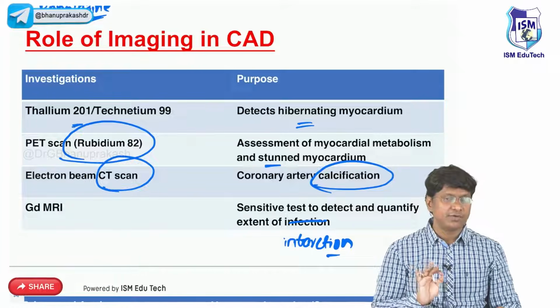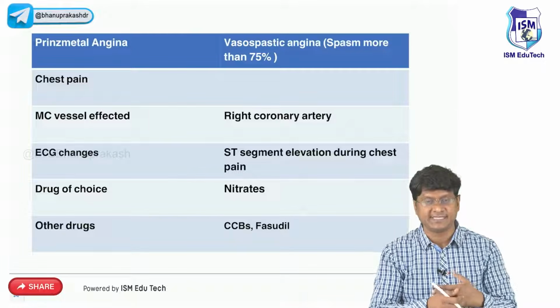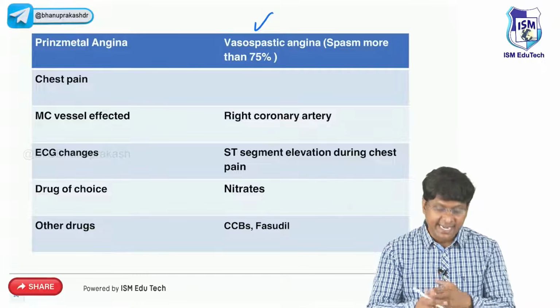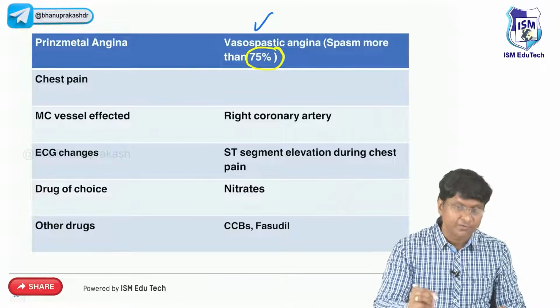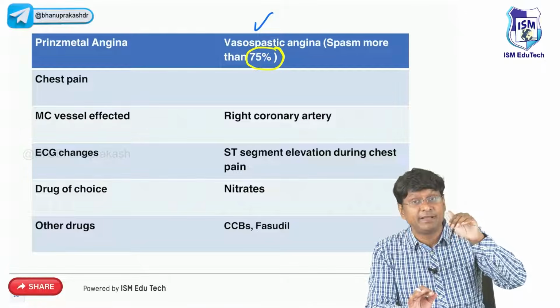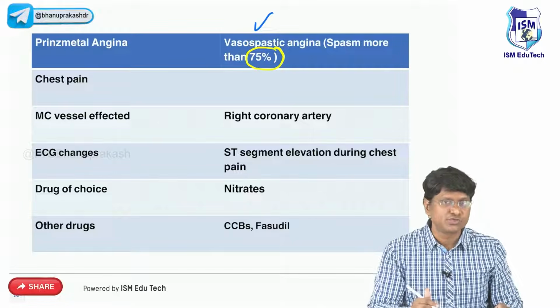So now we are done with chronic stable angina, and the next important part in the spectrum is what? That is Prinzmetal angina. Prinzmetal angina is also called vasospastic angina, and here the spasm will be there, right? The coronary artery undergoes vasospasm by more than 75%. Right, that is the reason why it is called vasospastic angina.